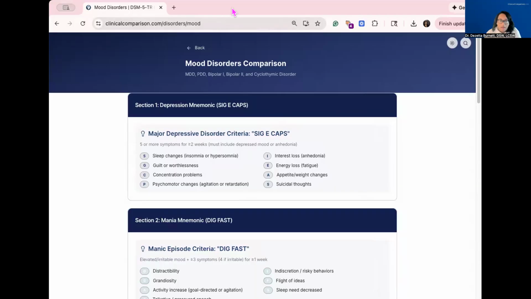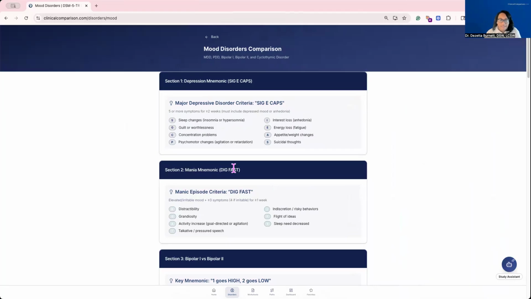Clinical reasoning, let's start. Let me share my screen. It's large enough for you to see. So let's start with major depressive disorder.